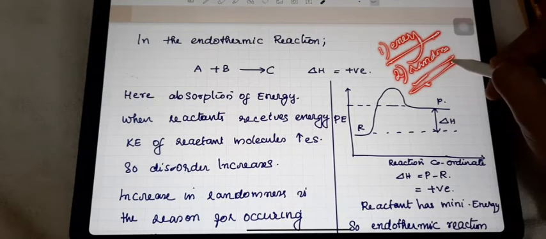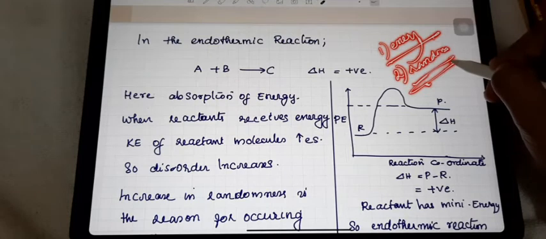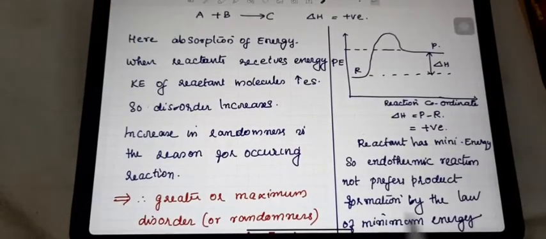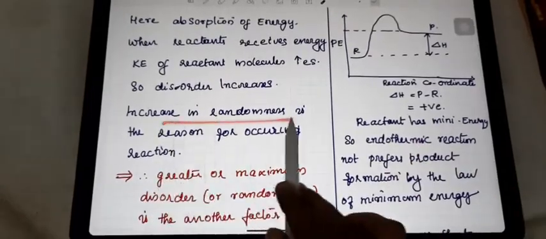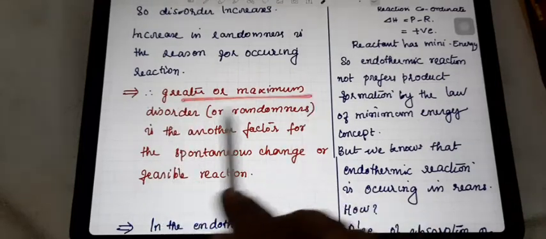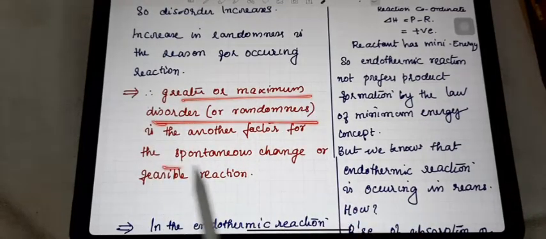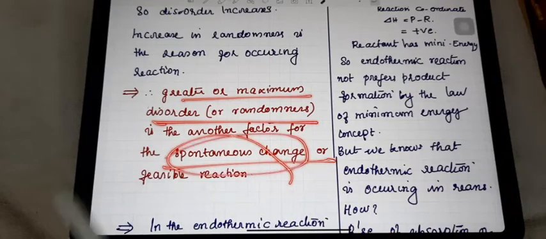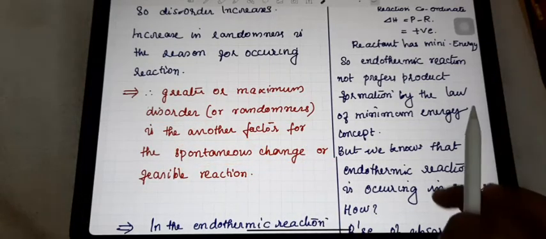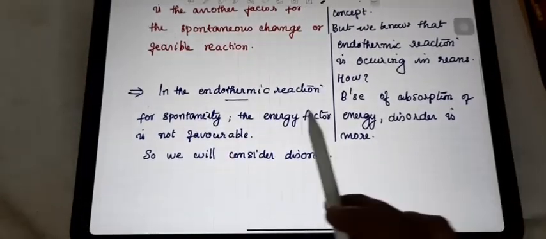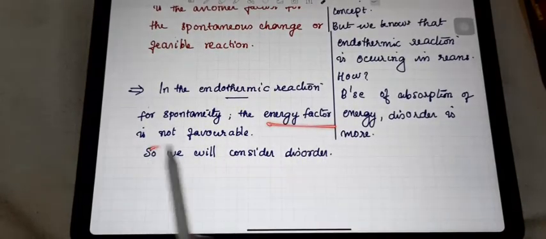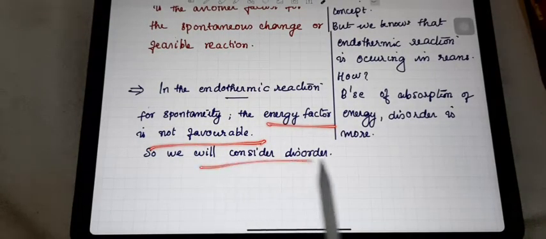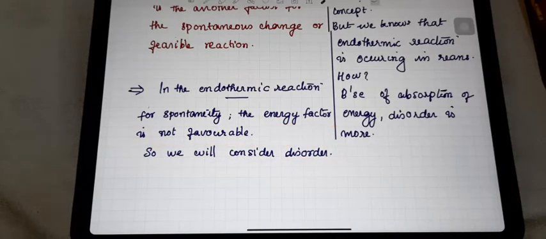Then only the spontaneous or naturally occurring processes will occur. Here I have written the same things. Increasing randomness is the reason for this particular type of reaction to occur. So greater or maximum disorder is the reason for the spontaneous change in this type of reaction. In the case of an endothermic reaction, as we already discussed, the energy factor is not favorable, but the disorder is a favorable thing for introducing the spontaneous process.